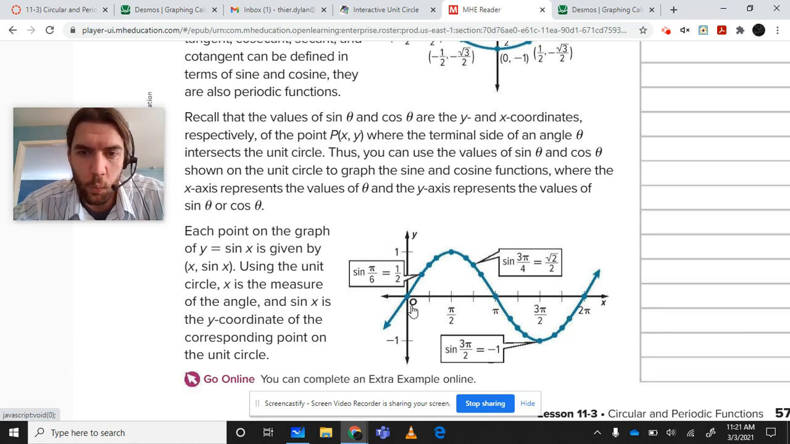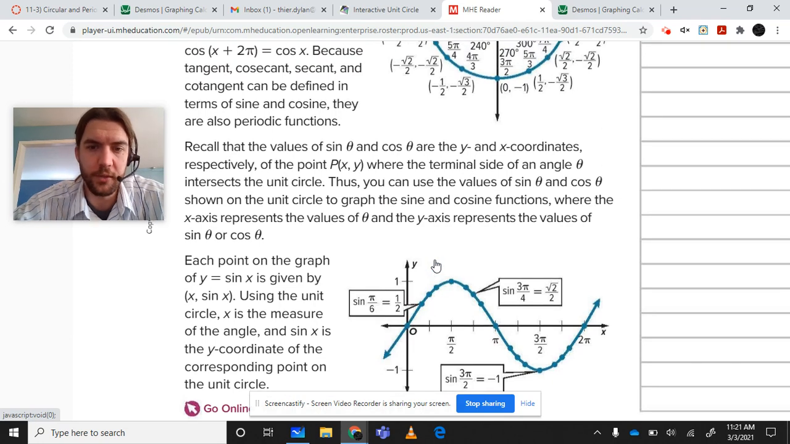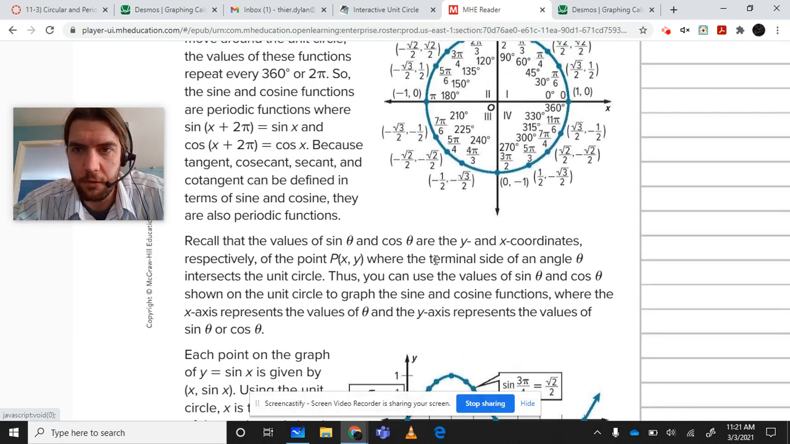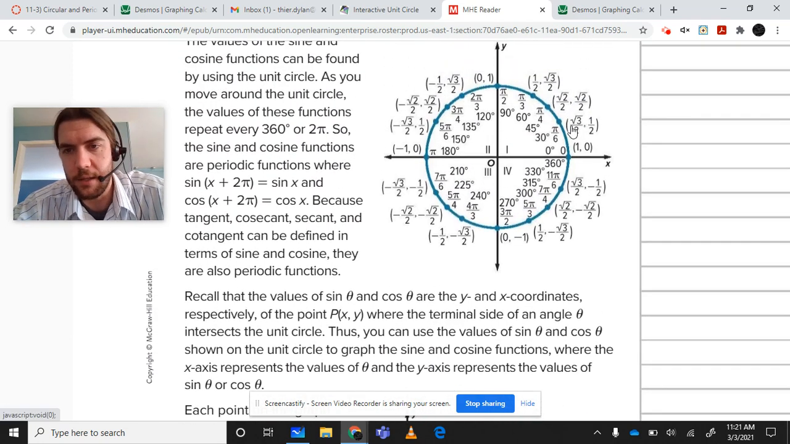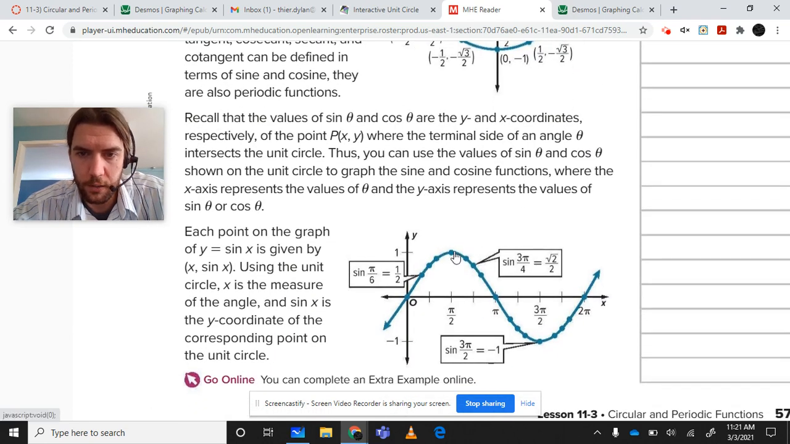Okay. Now, what the y-axis is measuring for this is the value of the sine of that angle. So we would only be looking at the y-coordinate. So the y-coordinate goes 1, 0, -1, 0. Here we're up at 1, and then we're at 0, and then we're at -1, and then we're at 0.